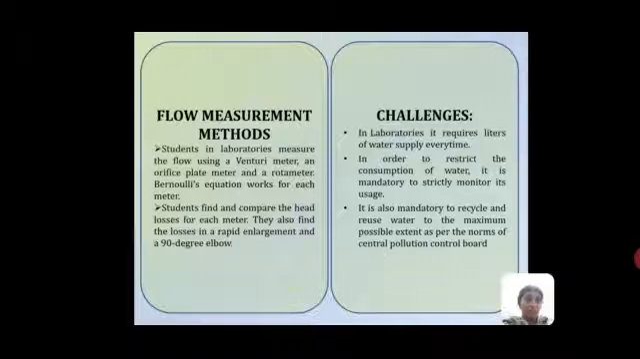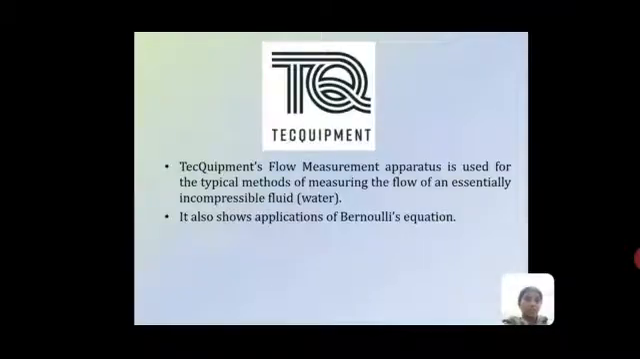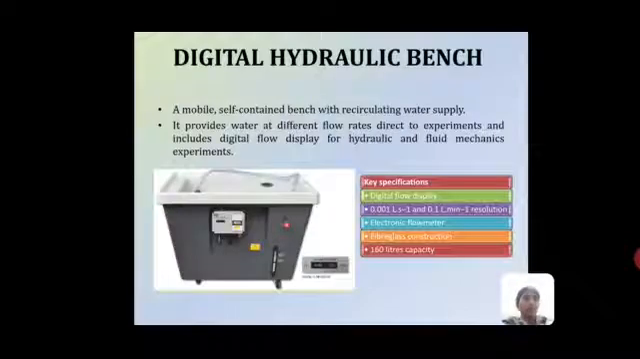When we are measuring the flow, we face these types of challenges. For these challenges, Techumens gave a solution. It gave a flow measurement apparatus used for the typical method of measuring the flow of an essentially incompressible fluid, that is water. It also shows the application of Bernoulli's equation. It gives an apparatus which solves those challenges faced in a laboratory while measuring the flow. As you can see, the diagram of the digital hydraulic bench is shown here.